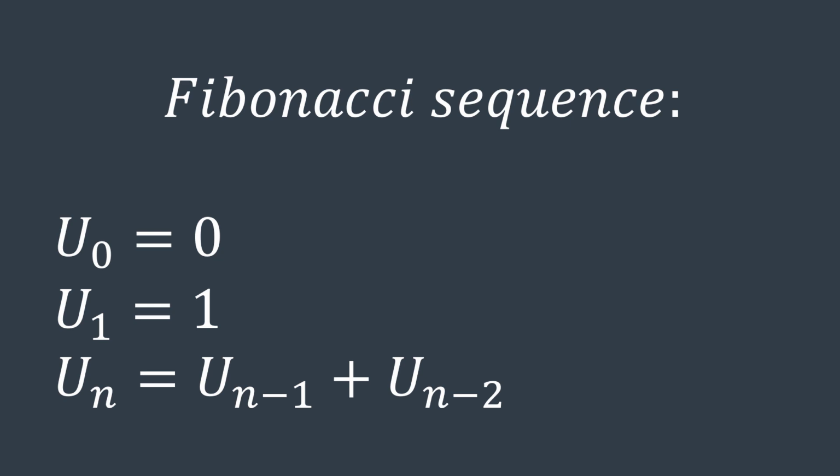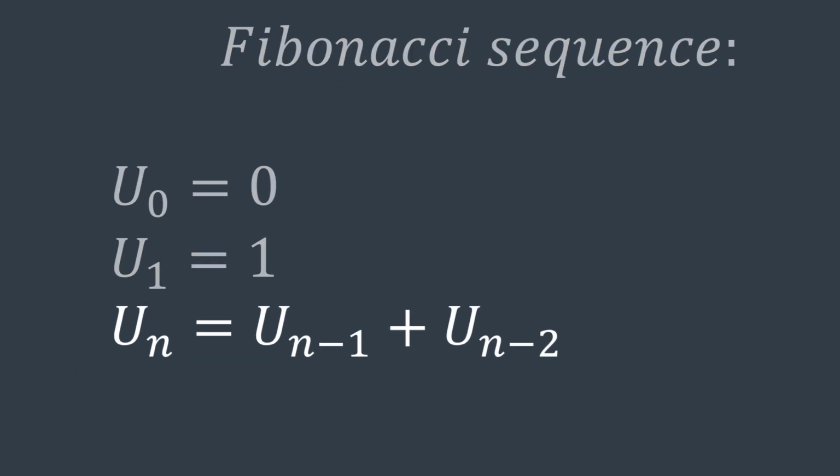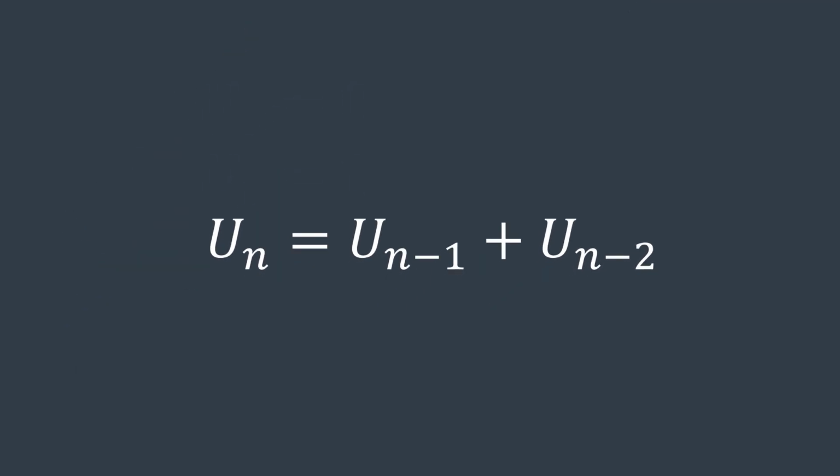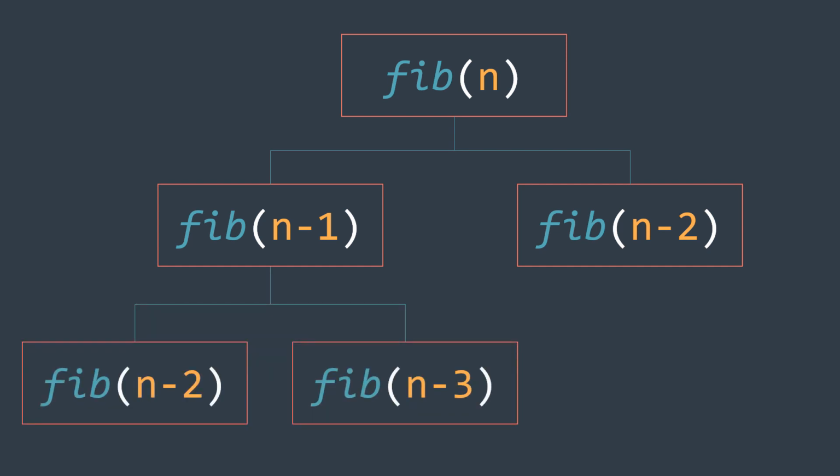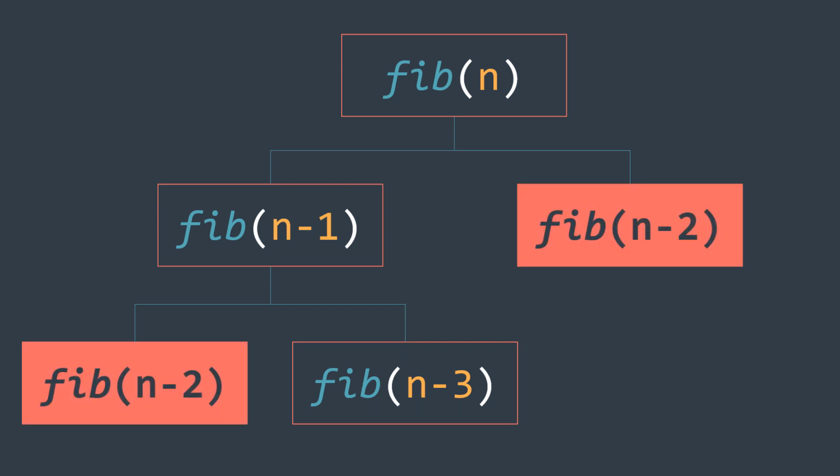Let's verify the two conditions. Here, to calculate the term n, we can calculate the term n-1 and the term n-2 and do the sum, so we can divide the problem into smaller subproblems. Second condition, let's see if subproblems overlap. To calculate Un, we need Un-1 and Un-2. And to calculate Un-1, we need Un-2 and Un-3. You can see that we already found Un-2 twice, so we have overlapping subproblems.